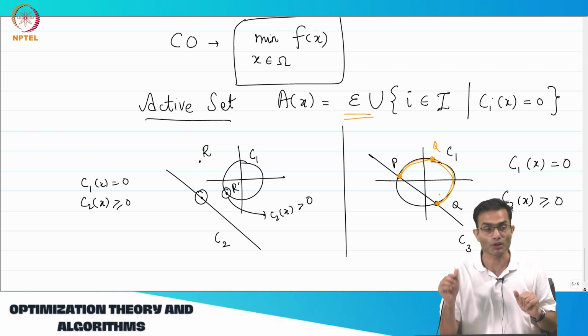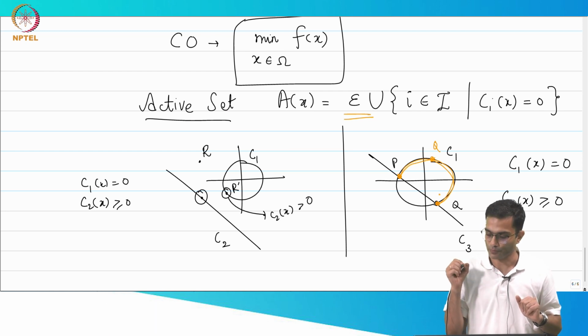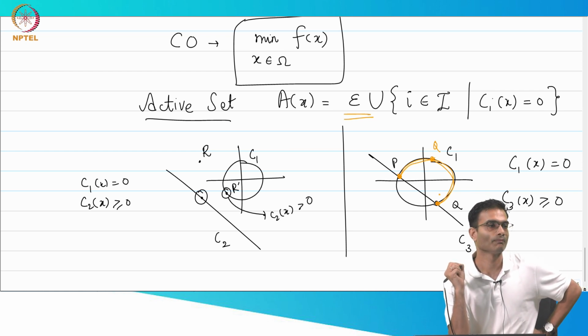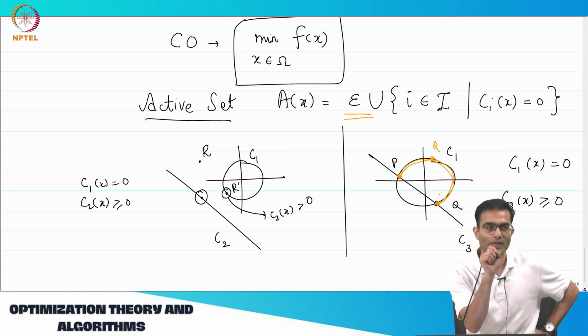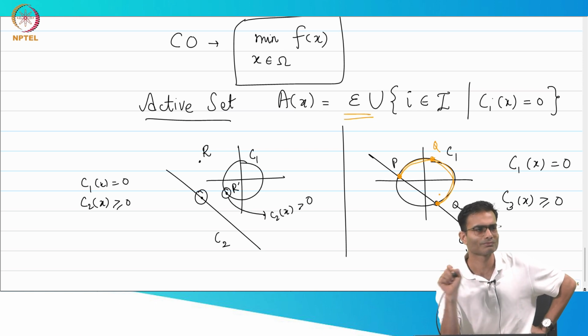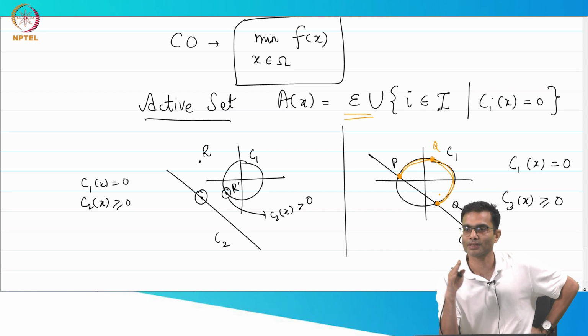So I am sitting at point Q. Do I have to worry about C3x greater than or equal to 0? Remember, in calculus, I use first order Taylor's theorem, I use second order Taylor theorem. What is the real distinction? I mean, when can I use one and not the other?